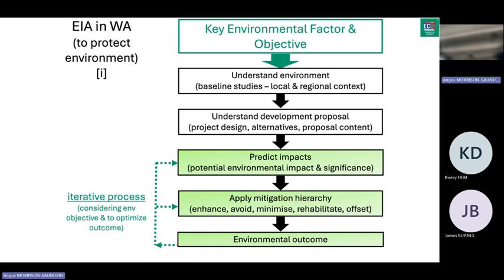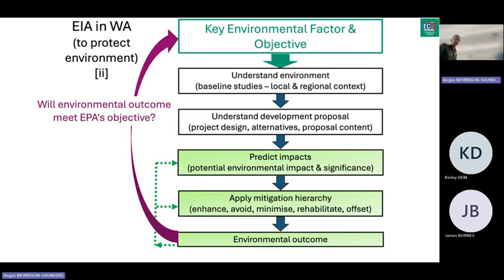So that iterative process, where we try and optimize the actual nature of our development activity and the predicted impact that's going to come out of that. And having done all that, what we're really trying to do is ask the question: can we meet, have we met, will we meet the EPA's environmental objective? If we can meet the EPA's objective for protecting the environment, it should be okay. So we do want to try and mitigate those impacts down to an acceptable level, if you like.